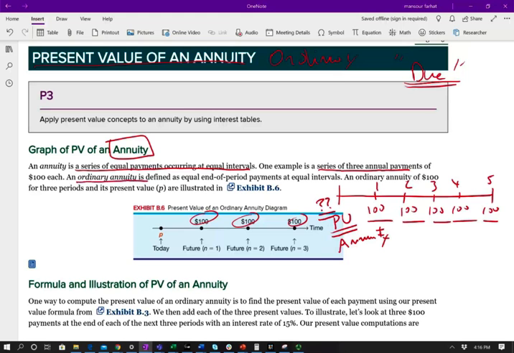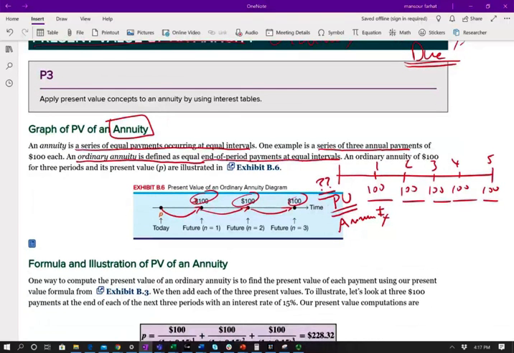An ordinary annuity is defined as equal end-of-period payments at an equal interval. What does that mean? It means you don't receive the first payment until a year from now, a period from now. We assume the period is a year, but at period one, then period two, then period three, the same payment at regular intervals. So what we need to find out now is how much will we pay for these payments.